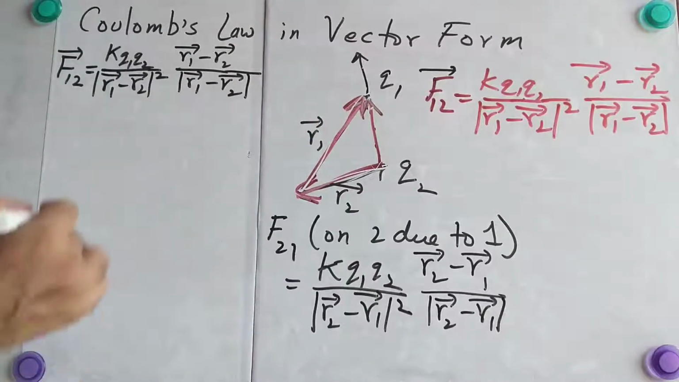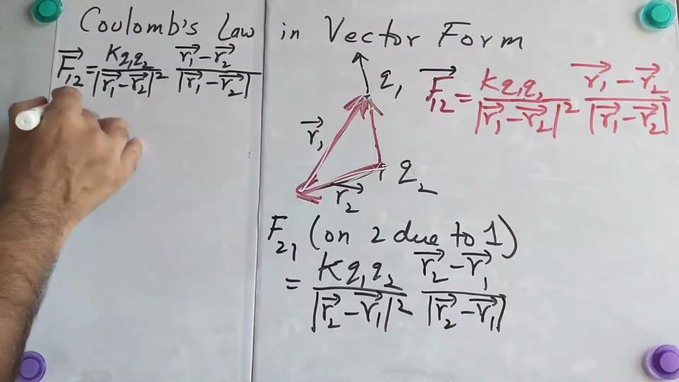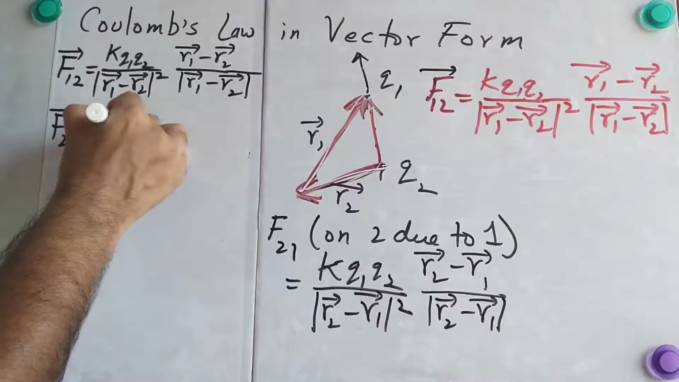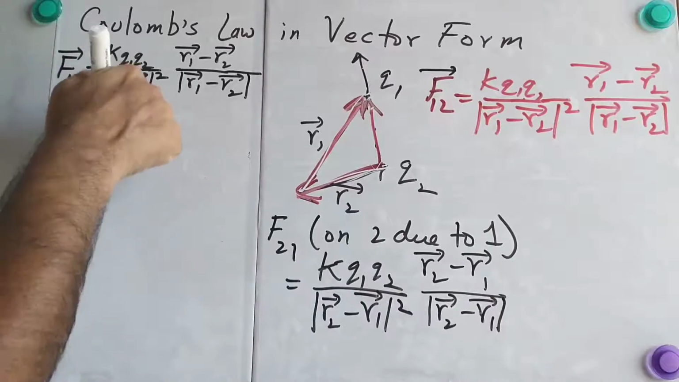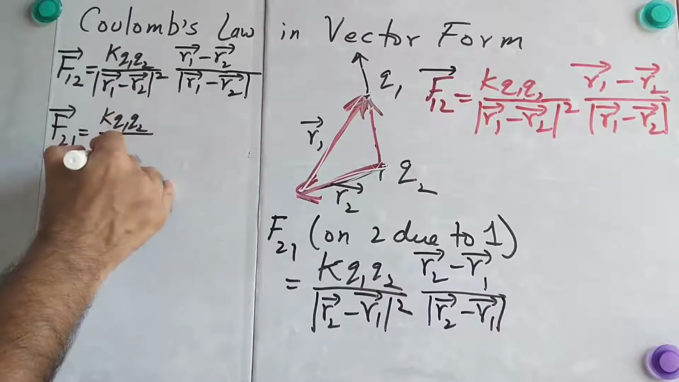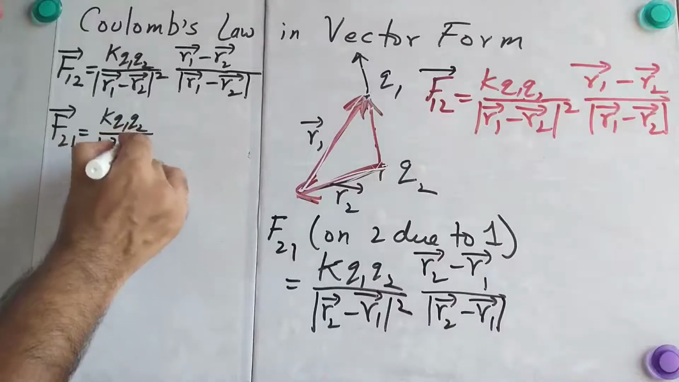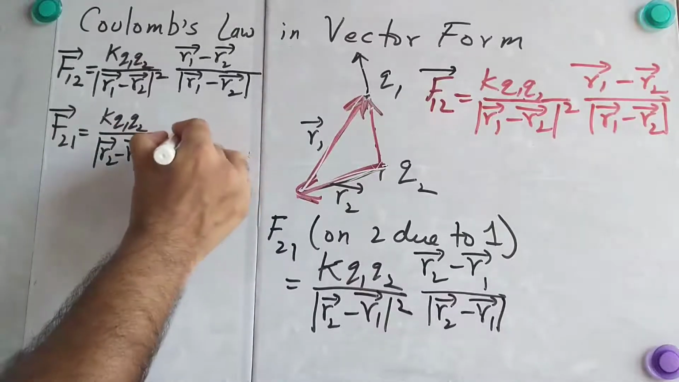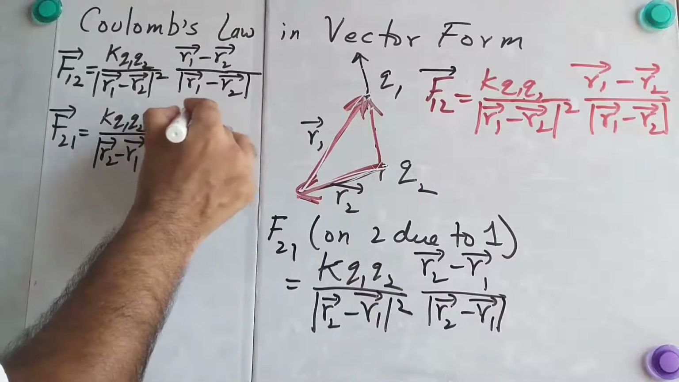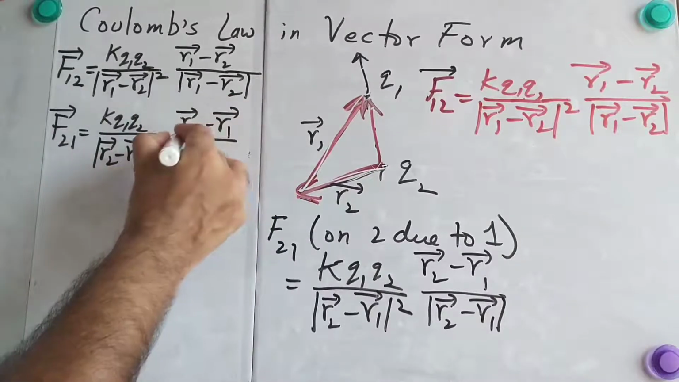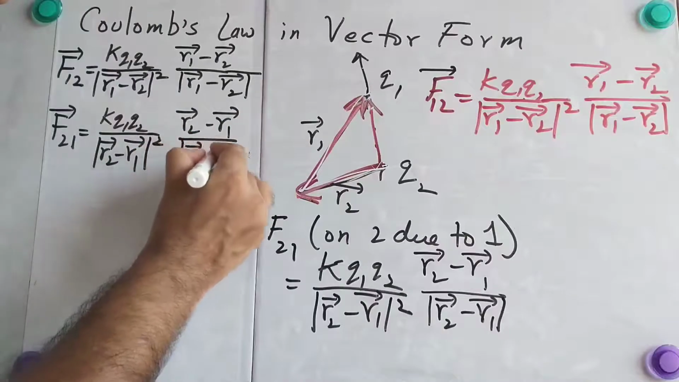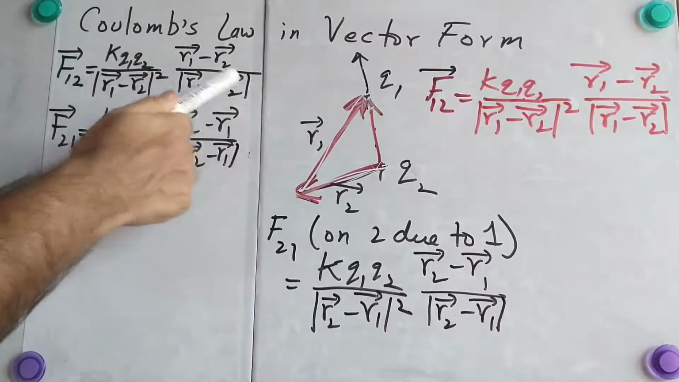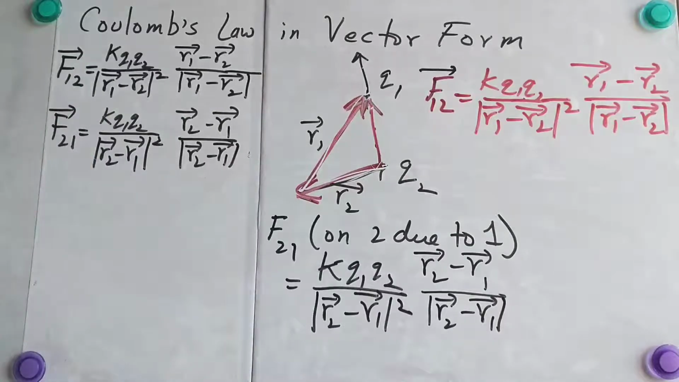In the same way, to find the force on 2 by 1, we have to write K Q1 Q2. Now we write these in the same order, 2 1. So R2 vector minus R1 vector magnitude squared multiplied by R2 vector minus R1 vector by magnitude of R2 vector minus R1 vector, and we can multiply these two and get that cube in the denominator.